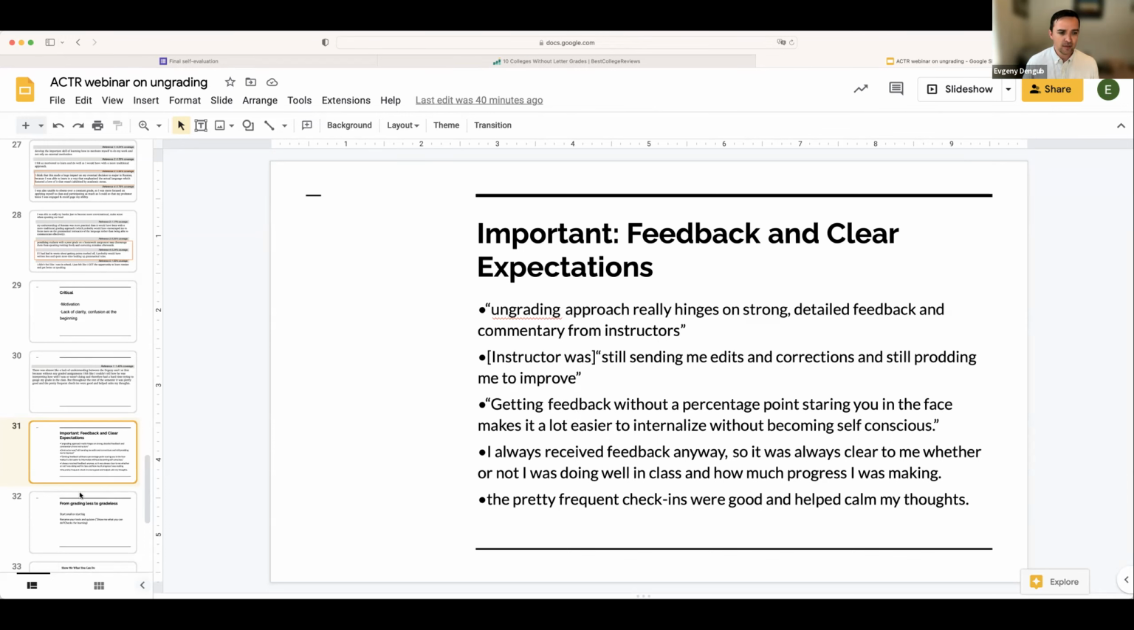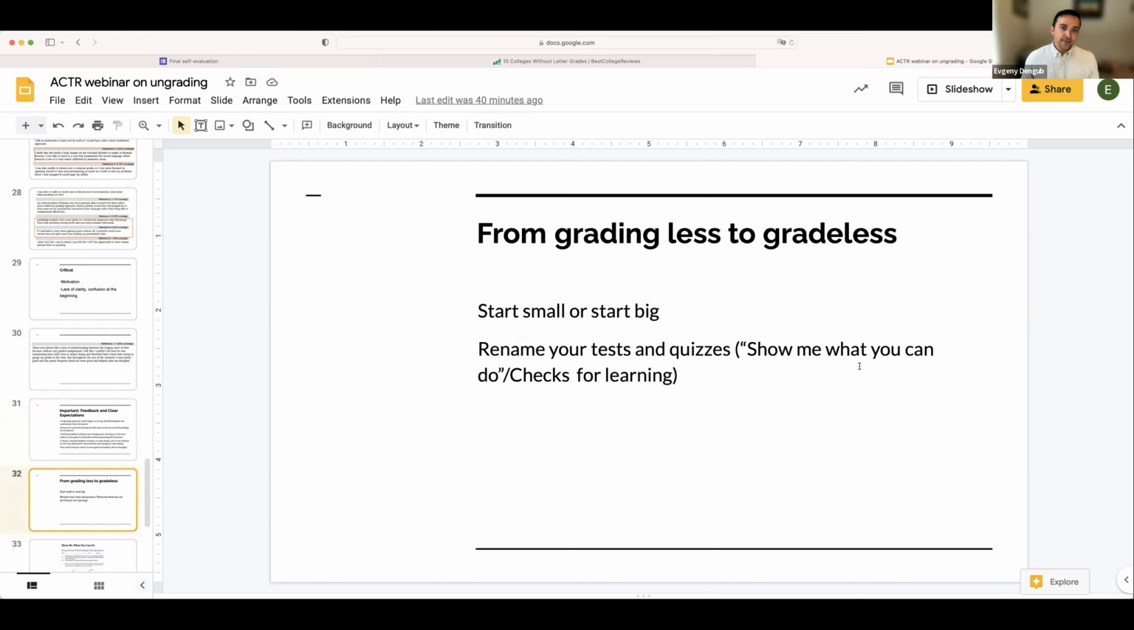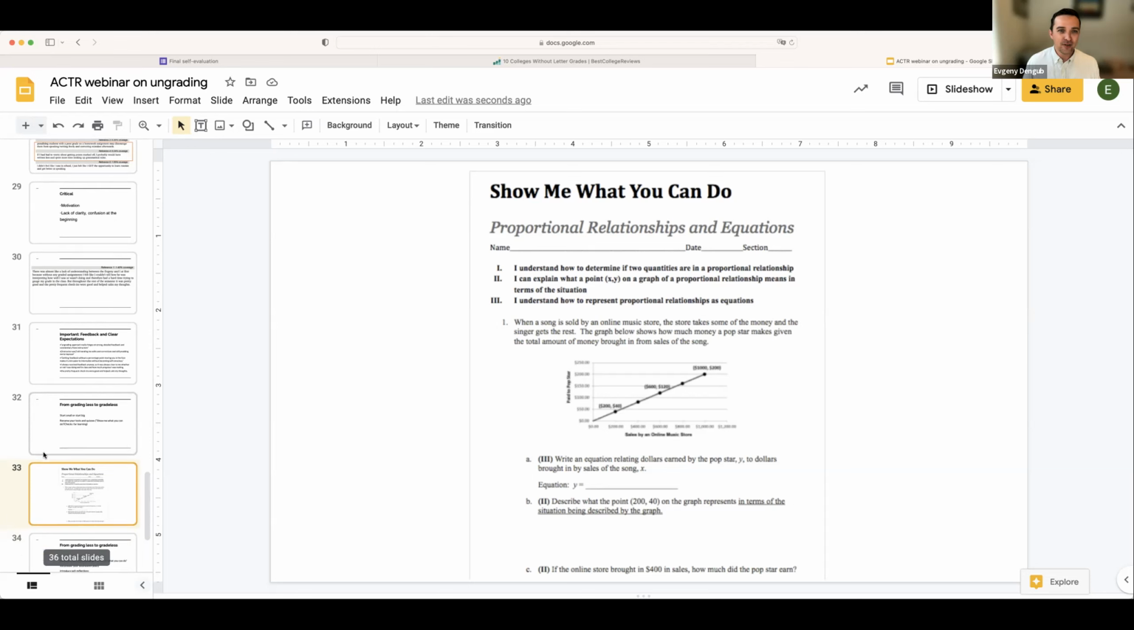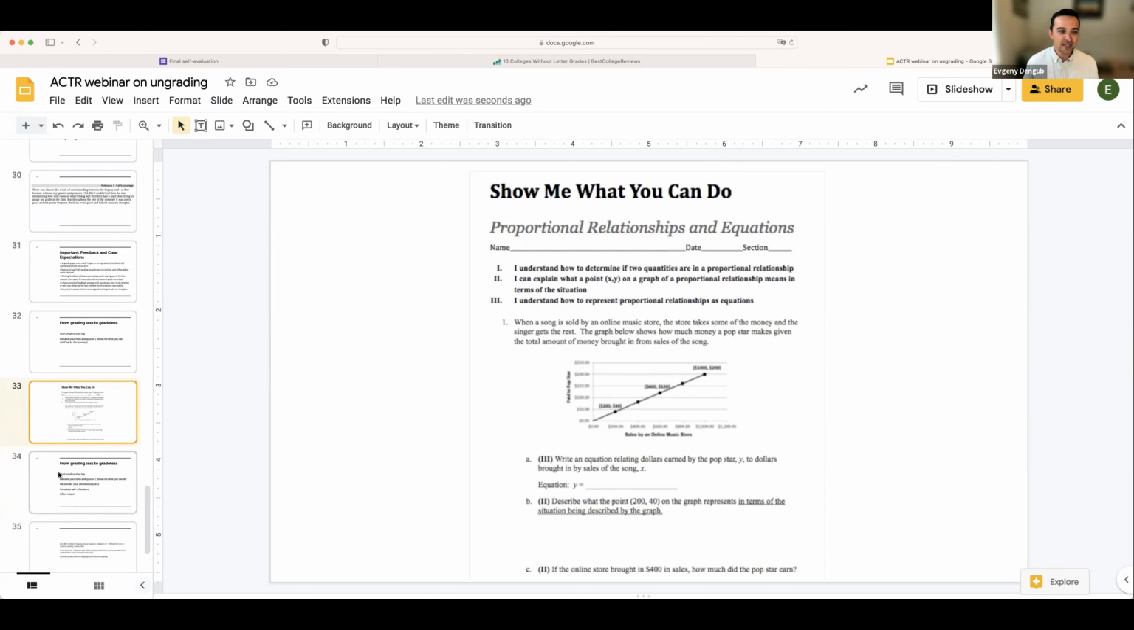element of ungraded classrooms. So if you're going from grading less to gradeless, you could start small, you could start big. It's up to you. It's up to your institution, your context. You could start by renaming your tests and quizzes. You can call them checks for learning. You can literally call them "show me what you can do." This is an example I found from our math colleagues. There's a Stanford math professor who is advocating for this, and that's an example of her students doing this in their class.